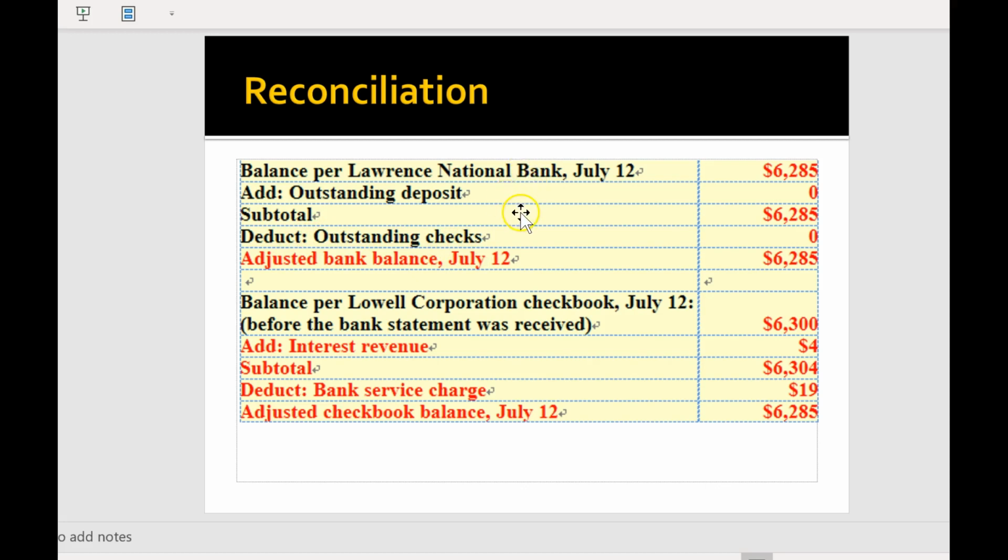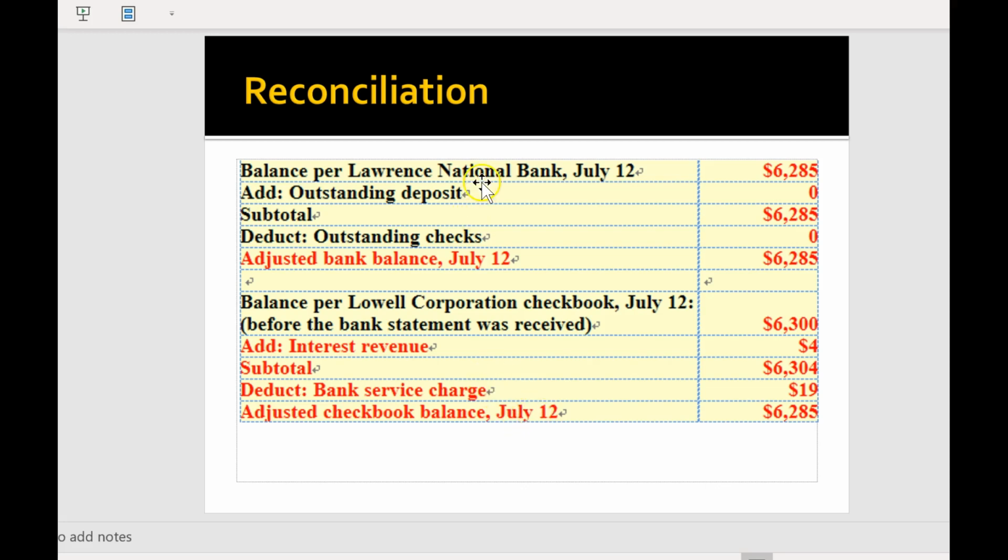That's the idea. On the other hand, if there is something recorded by the bank but not in the firm's record, for example, interest revenue, the bank may accrue some revenue for the firm, but the firm didn't know it yet. When the firm gets to know it, the firm needs to add this revenue to its record to catch up with the bank's record. Similarly, if the bank charges the firm some service charge, that amount may already be reflected in the bank's record, but not in the firm's record. So we are subtracting those bank service charges from the firm's record.